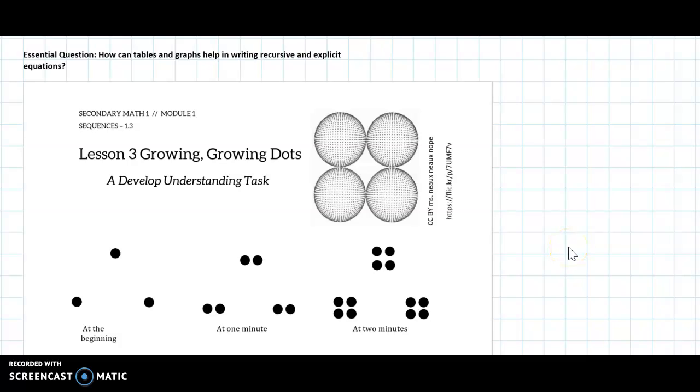Welcome to Task 3, Growing Dots. The essential question for this task is, how can tables and graphs help in writing recursive and explicit equations?